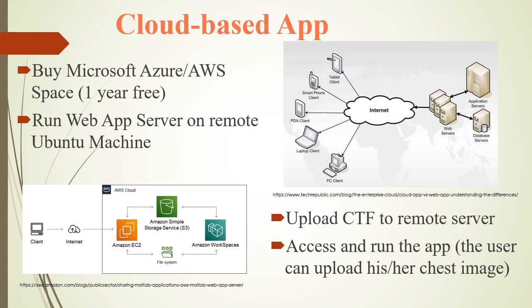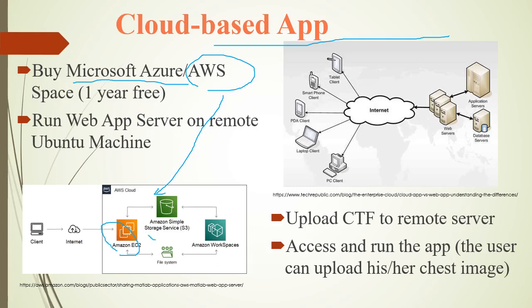In this slide, we will show how to develop and deploy the cloud-based apps. So first, you need to buy the Microsoft Azure or the Amazon Web Services space. In the bottom left, you can see a schematic of how the AWS cloud can be used as a remote web server. There are too many technical things like the Amazon EC2, Amazon Simple Storage Service S3, and Amazon Workspaces. And the details can be found online.